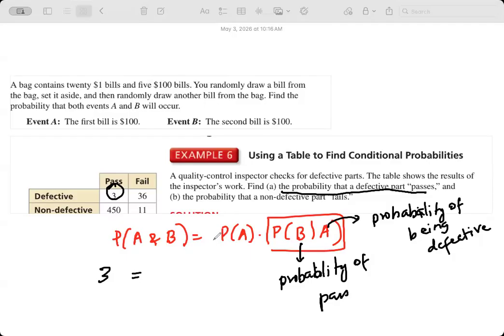Probably, this is correct. The probability of being defective. The probability that this has already occurred: the defective part already occurred, and passes is what you want to find. So what is the probability of being defective?